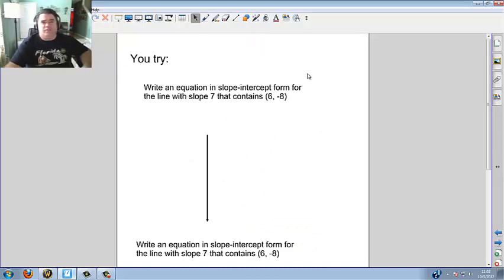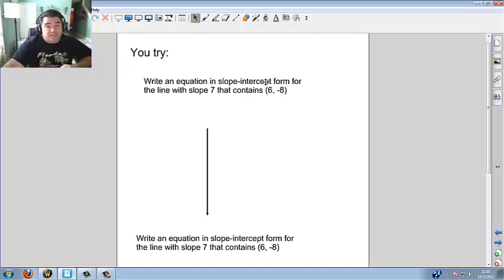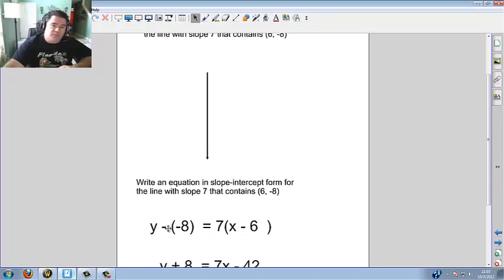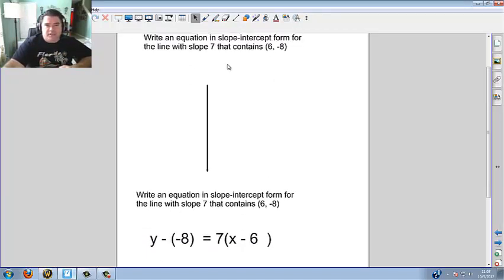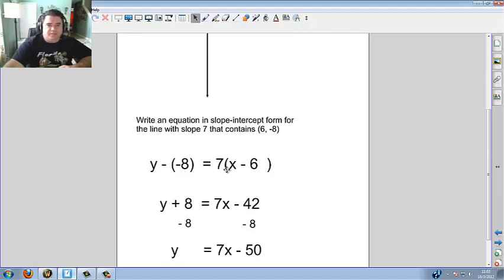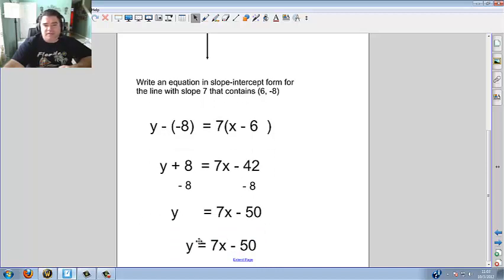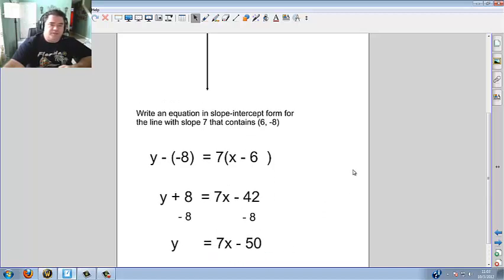You try, go ahead, write an equation in slope-intercept form for the line with the slope 7 that contains 6, -8. How'd you do? Let's see. Start by plugging in the -8, the 6, and the 7. Makes positive times 7 times 7. -8 minus 8. Voila. Y equals 7x minus 50.